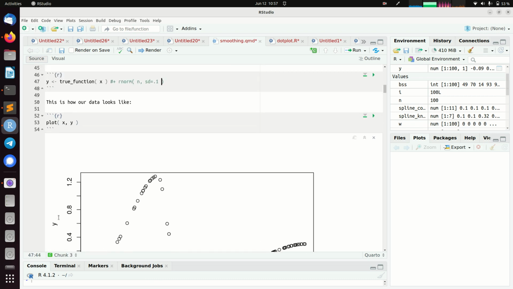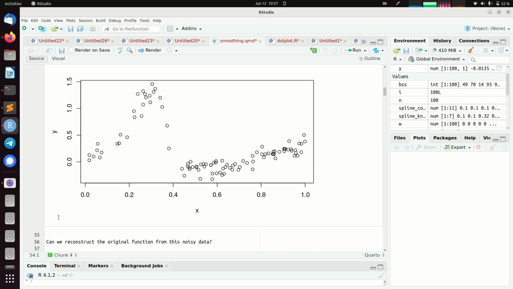But to make it not so easy, I add random noise, drawn from a normal distribution with mean 0, so I can overshoot or undershoot with equal probability, and the standard deviation is 0.1, so that this curve changes into that curve. As you see, we now have a noise of about 0.1 around the curve. And our aim is now: can we get back to the original curve?